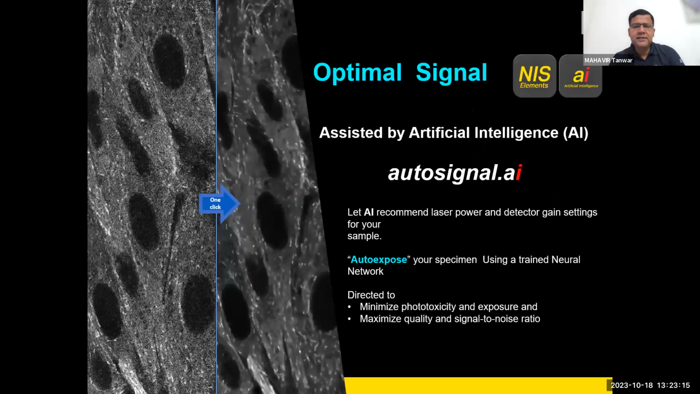And also these days, many AI capabilities are there in the confocals. And when we are saying AI, that means you don't have to set up the laser power or gain.